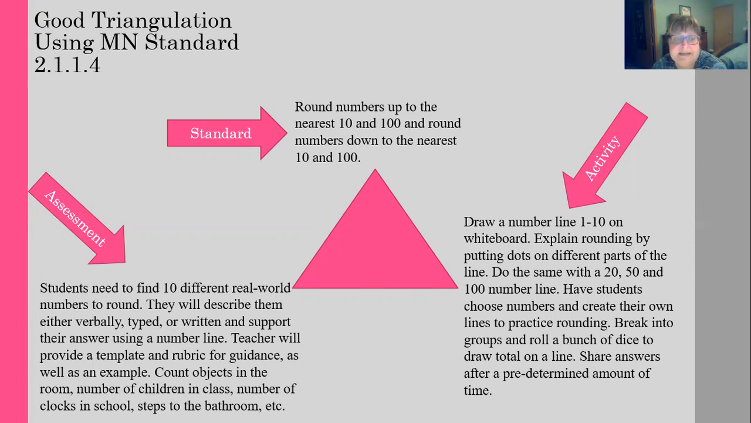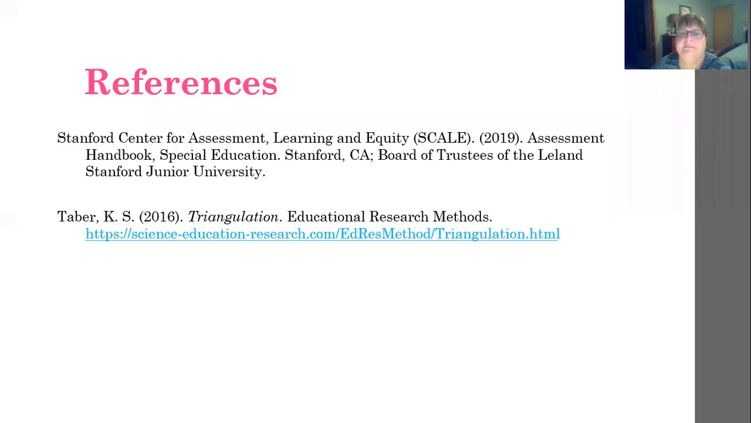The idea here is that teachers will provide the students what they need: a template, a rubric, to allow guidance so that they are successful. Students can then decide to count things in the room: number of children in class, number of steps to the bathroom. I particularly like that one. This way, the standard and the triangulation is valid.